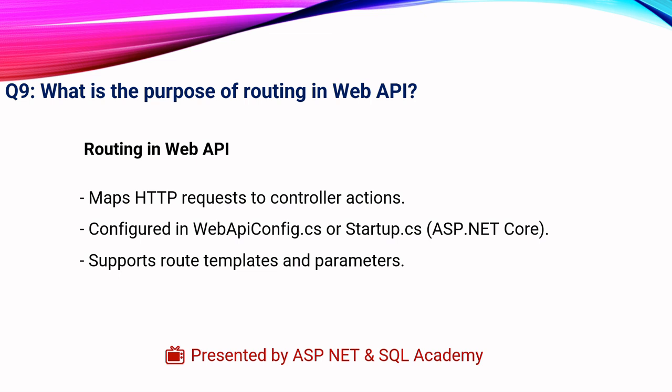Routing in Web API is responsible for mapping HTTP requests to the appropriate controller actions. It is configured in WebApiConfig.cs or Startup.cs in ASP.NET Core, supporting templates and parameters for flexible URL handling.